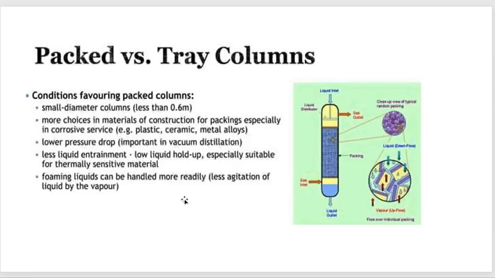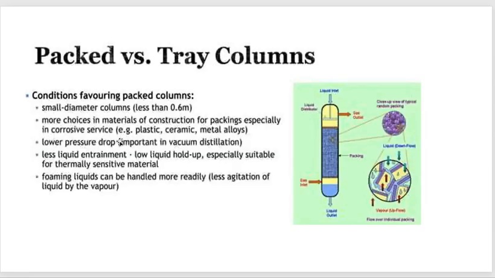There are some conditions favoring a packed column. Some conditions will support choosing a packed tower. Step by step: small diameter. As we mentioned before, small diameter recommends packing because it's hard to install the trays, less than 0.6 meter. More choices in material of construction for packing, especially for corrosive material. If you are working with a corrosive material, it is recommended to choose packing because it's easy to change packing. Otherwise, it's expensive to change all the plates or the trays through the tower.